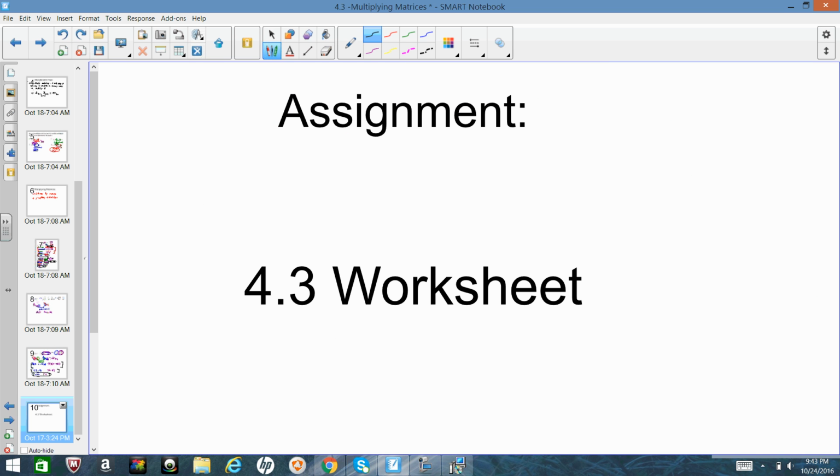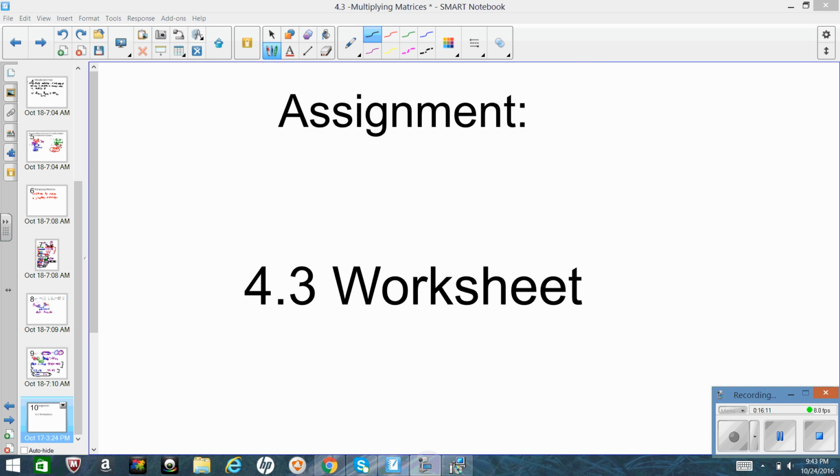Your homework should be 4.3 worksheets, so you can grab that and get started. And that is it for your lesson on multiplying matrices.